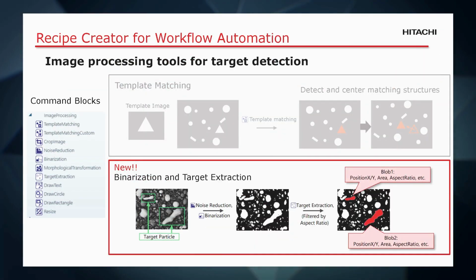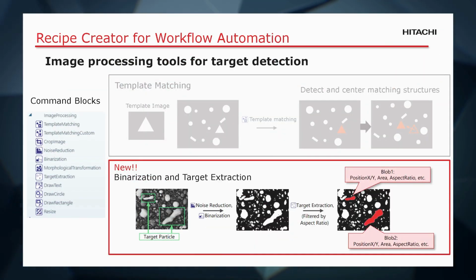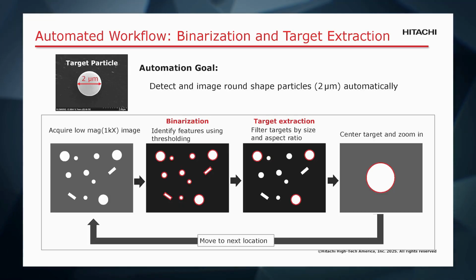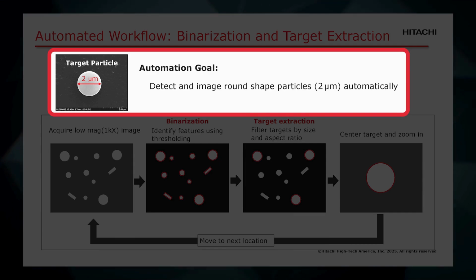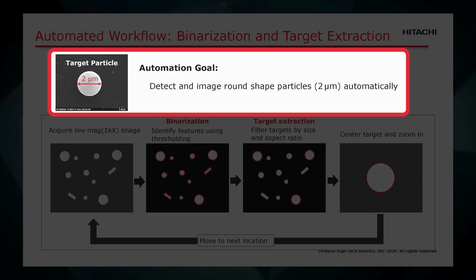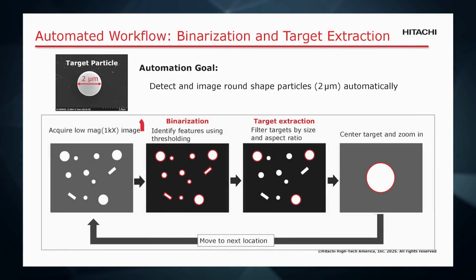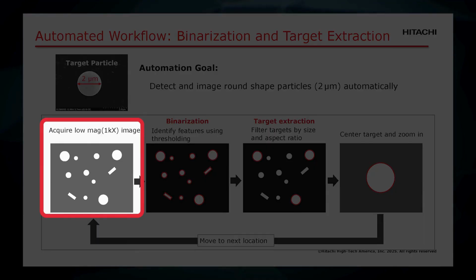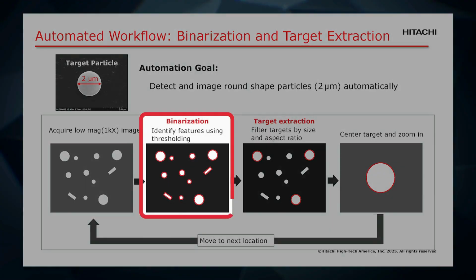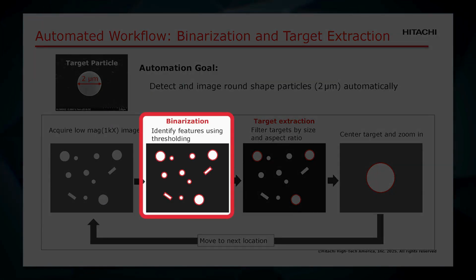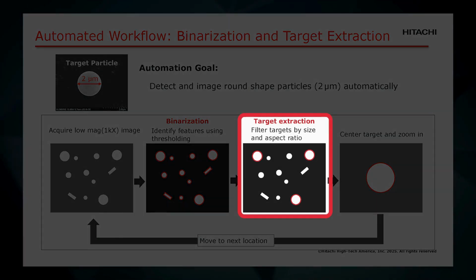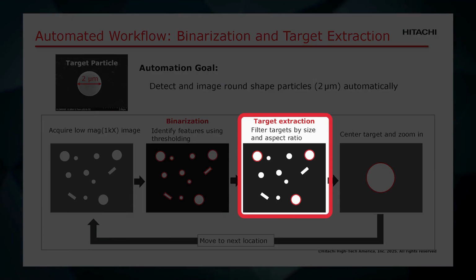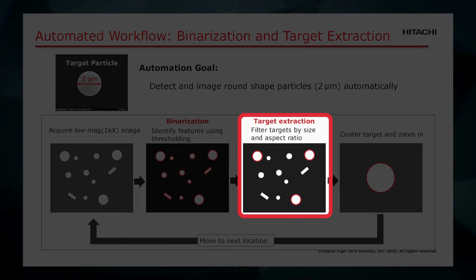Next, let me show you an example using binarization and target extraction. The goal of this workflow is to detect and capture images of round-shaped particles that are about 2 microns. First, the SEM captures a low magnification image, in this case 1,000 magnification, and then the software applies binarization to highlight features in black and white. As a next step, target particles are filtered based on specific criteria, in this case, size and aspect ratio.